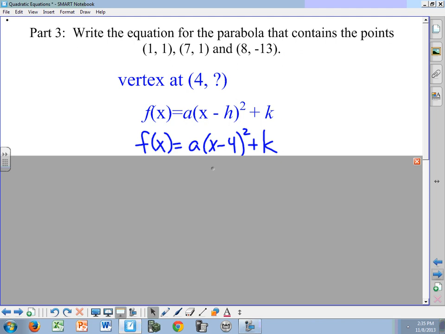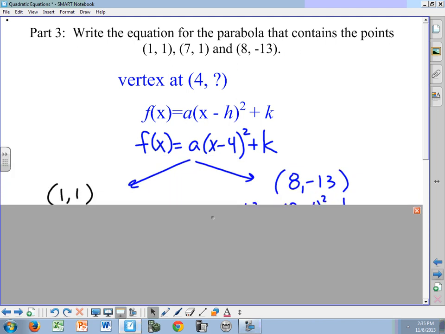So this is all the information that we need to get started, because once again we have 2 unknowns. This time it's a and k. So we'll plug these numbers in. This time I'm going to use (1, 1), and then I'm going to use (8, −13). The (8, −13) does need to be used as one of the 2 points that you're practicing with.